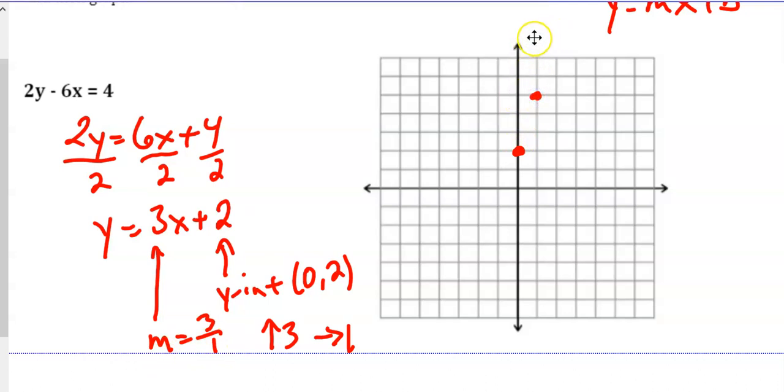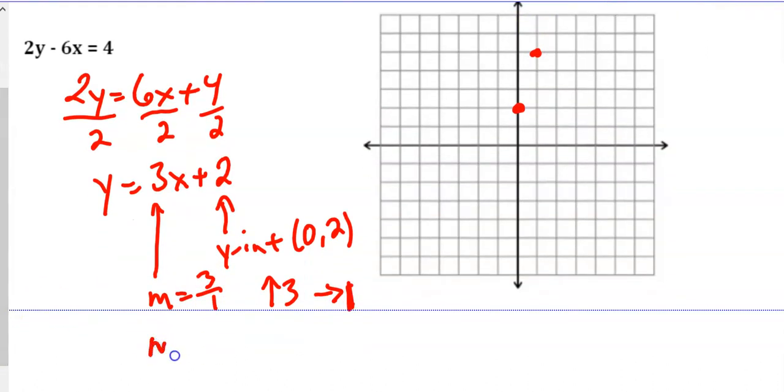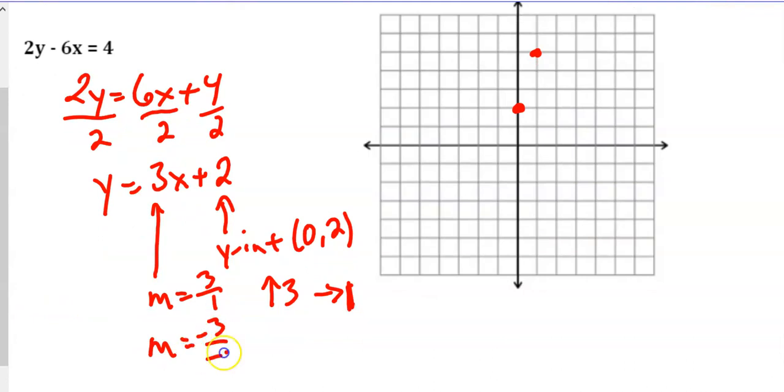And notice I'm already running off my graph. So the exact opposite of this, I could also say I have a slope of negative 3 over negative 1. So the opposite would be down 3 to the left 1. These are the exact same slopes.